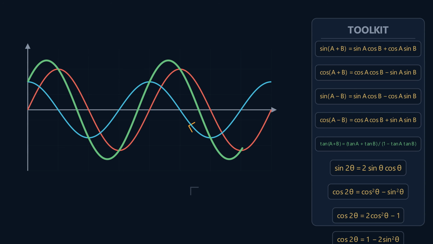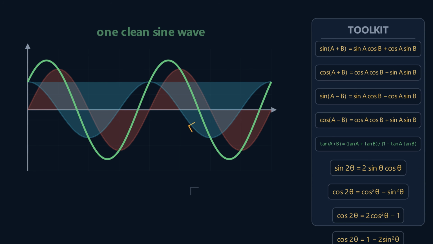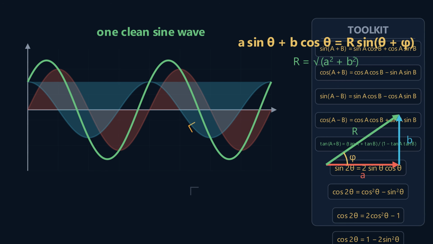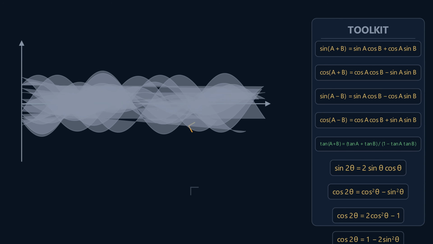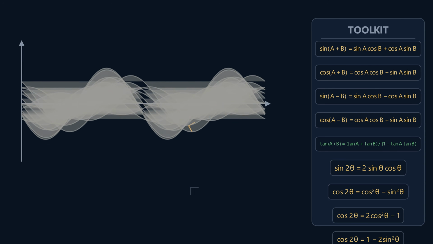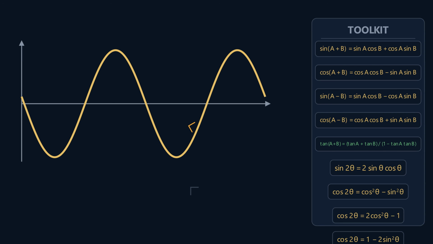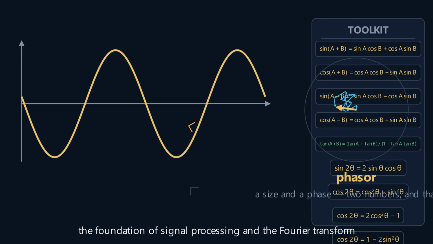Take any sine wave and any cosine wave of the same frequency, with any amplitudes at all, and add them. You do not get a mess. You get a single, clean sine wave with a new amplitude and a new phase. Sines and cosines of the same frequency always combine into one sine, which means the whole family of same frequency waves is described by just 2 numbers, a size and a phase. That fact is the foundation of signal processing, of electrical engineering, and of the Fourier transform.